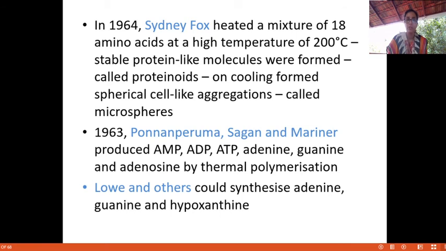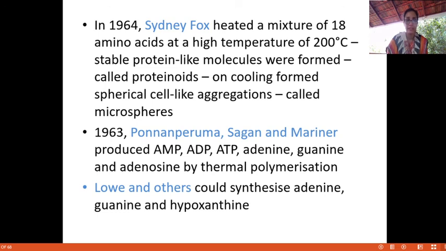Sidney Fox, when he heated a mixture of 18 amino acids at a very high temperature of 200 degrees in the year 1964, was able to produce stable protein-like molecules called proteinoids. And when these were cooled, they formed spherical cell-like aggregations which he called microspheres.